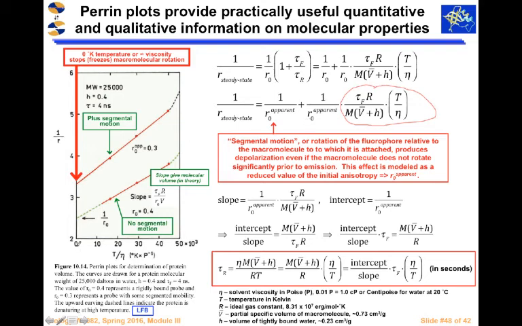When we go to 0 on this T over eta, where eta is the viscosity, we freeze out all of the macromolecular rotational motion. If 1 over R0 is too small, that means there's some motion that isn't frozen out. So what's going on here is, let's say we have a macromolecule, some macromolecular species.